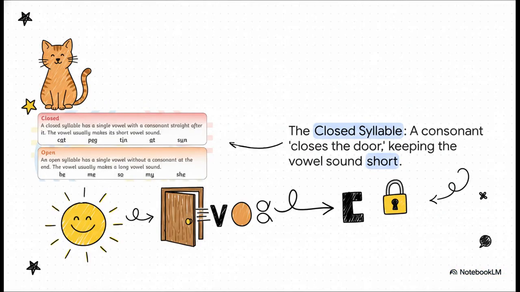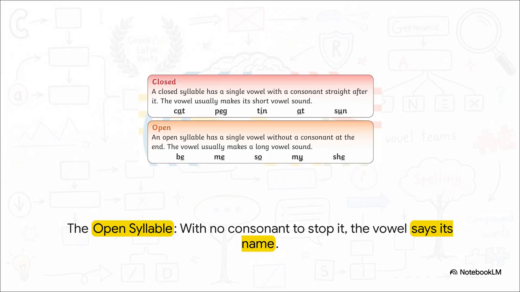First up, we have the closed syllable. Think of words like cat or sun. See how a consonant comes right after the vowel? It basically closes the door on it, forcing the vowel to make its short sound. Now compare that with the open syllable. Here, there's no consonant closing that door. The vowel is at the very end, so it's free to say its name, to make its long sound. That's why we have me and so.